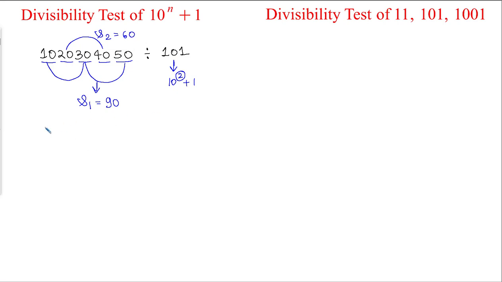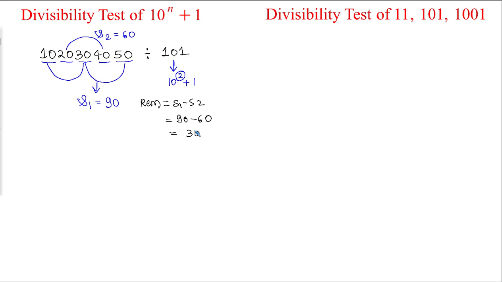So what is the remainder going to be? Let's have a look. The remainder is going to be S1 minus S2. It is always S1 minus S2. We are not supposed to subtract a smaller number from a larger number. The remainder is always S1 minus S2, that is 90 minus 60, that is equal to 30.